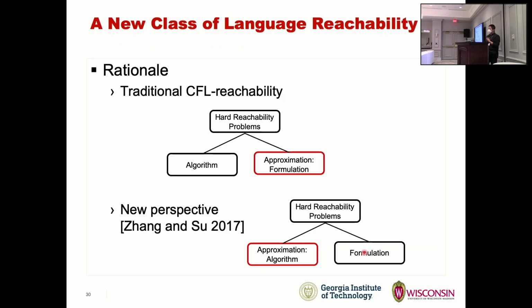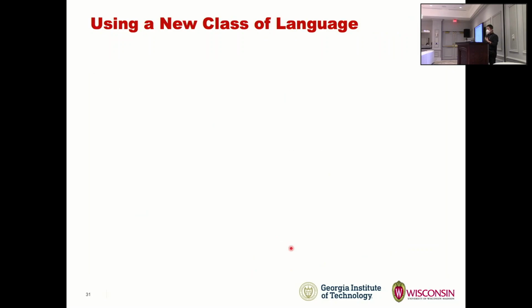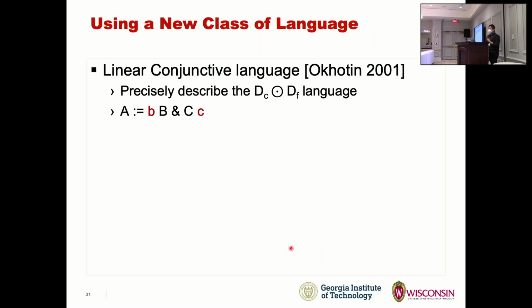We are going to introduce a language that can precisely describe the Dyck language, but the algorithm is just an over-approximation. So what is the language? The language is called the linear conjunctive language. As I mentioned, it can precisely describe the Dyck language. And it's a linear language because on the right-hand side, it contains some terminals.